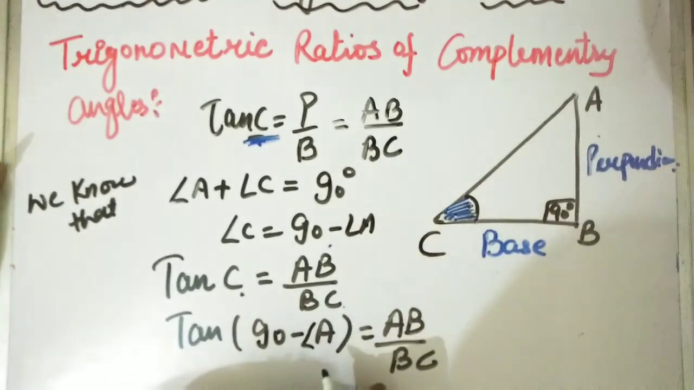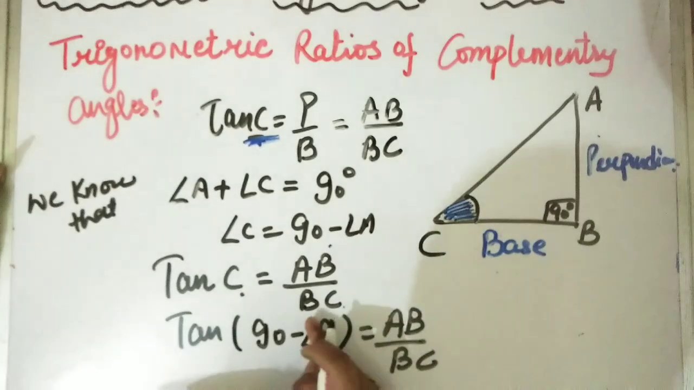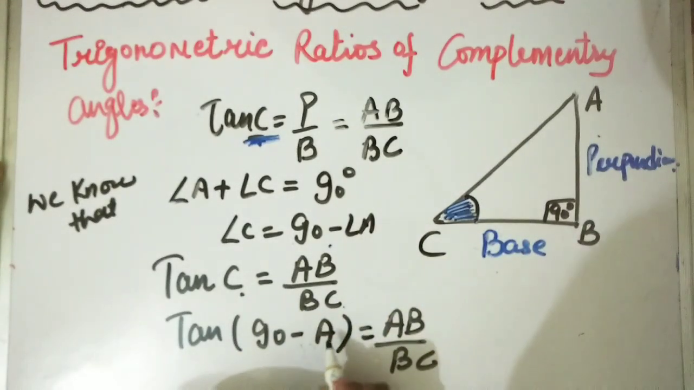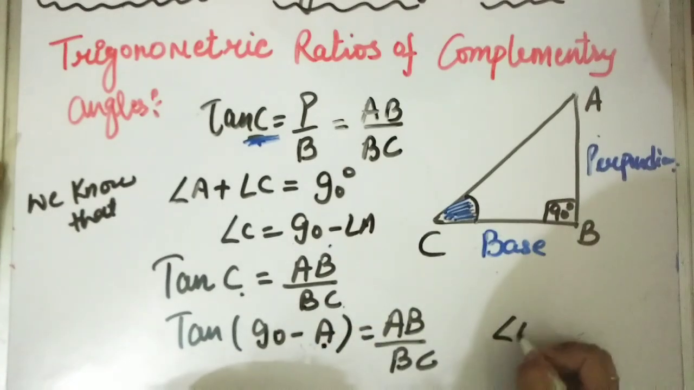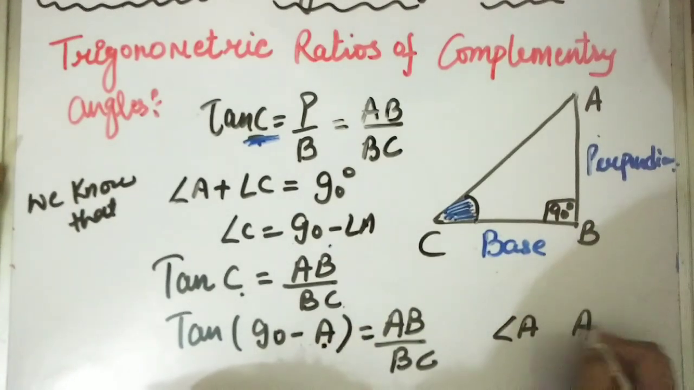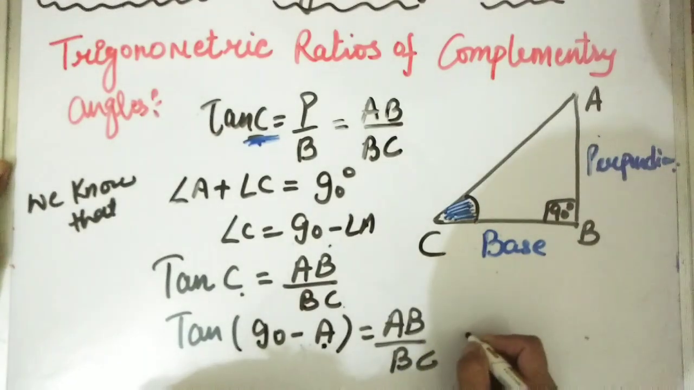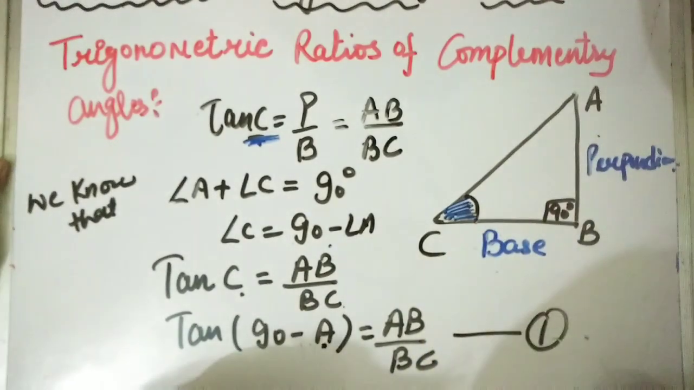Now it's your wish to put the sign of angle, or you can ignore it. Already it is a standard result. Here we have angle A, whether you write it in this form or this form, both are correct, right? So students, please mark it number 1. I have taken this as number 1.